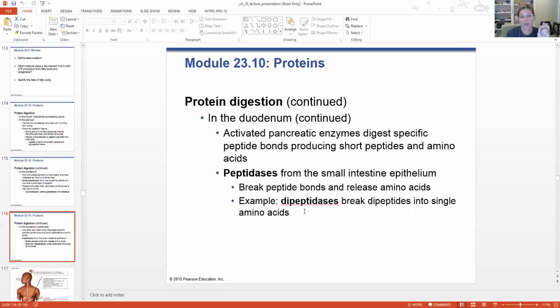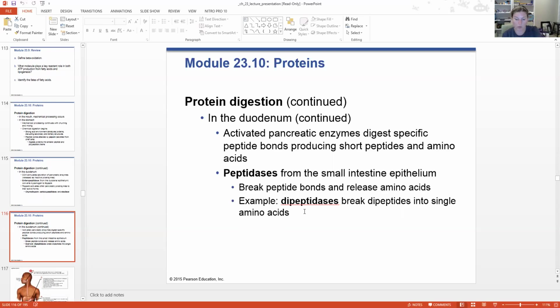So in the duodenum, these peptidases are going to be active in our intestinal lining. These are the brush border enzymes that function in the intestinal lining to break down peptide bonds, releasing amino acids. So dipeptidases break down dipeptides into single amino acids, right? Amino acids are the building blocks of protein.